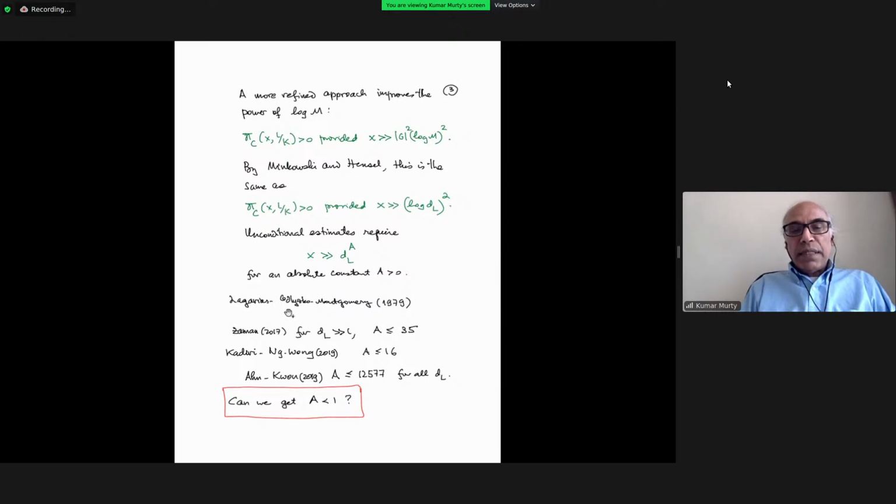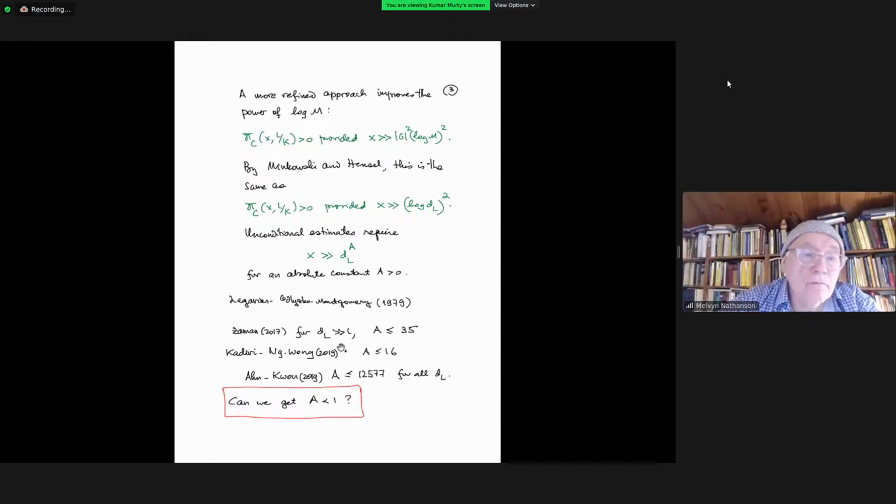This was proved by Lagarias, Montgomery, and Odlyzko in 1979. And since then, people have thought a little bit about what is the size of this A. See, it's very reminiscent of a Linnik conjecture type, Linnik constant type of problem. So there's a result of Asif Zaman, who was a student of John Friedlander, who proved in 2017 that for sufficiently large discriminants, you could take A to be 35. And then more recently, that was improved to 16.